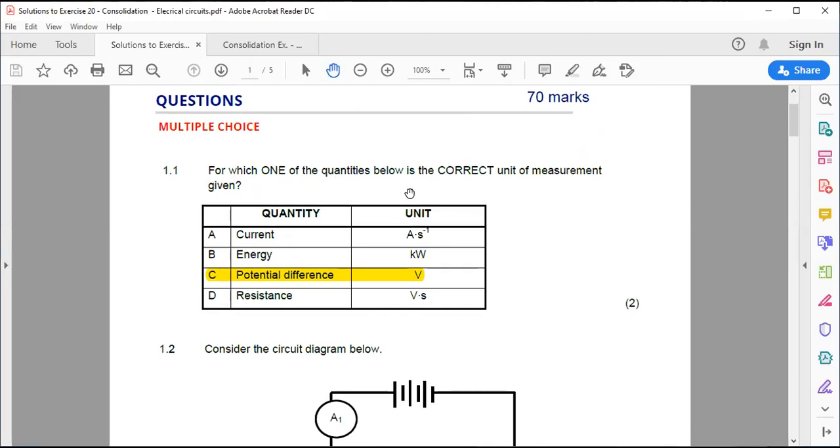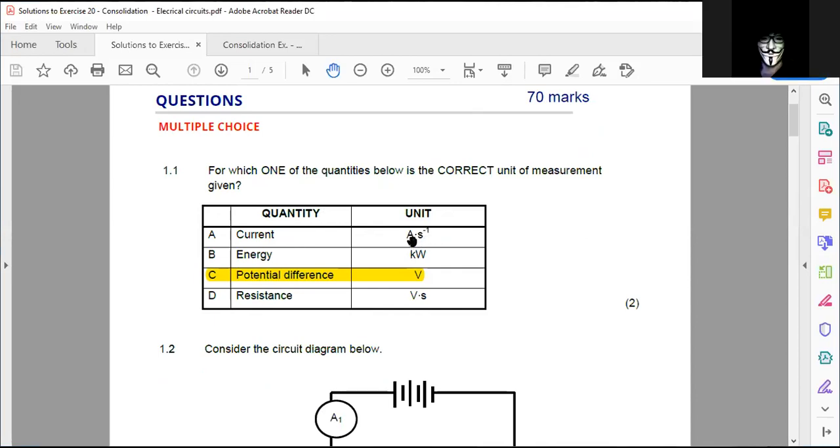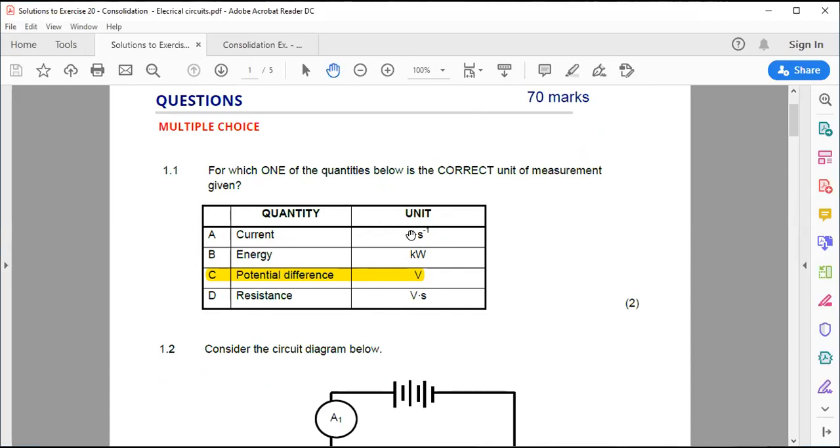For which one of the following quantities below is the correct unit of measurement given? You're given current, energy, potential difference, and resistance. Here, for current, it's ampere per second. That's wrong. Current I is equal to Q over t, which is charge per second. So that one is wrong. Next, energy in kilowatts. Energy is not measured in watts. Those are units for power.